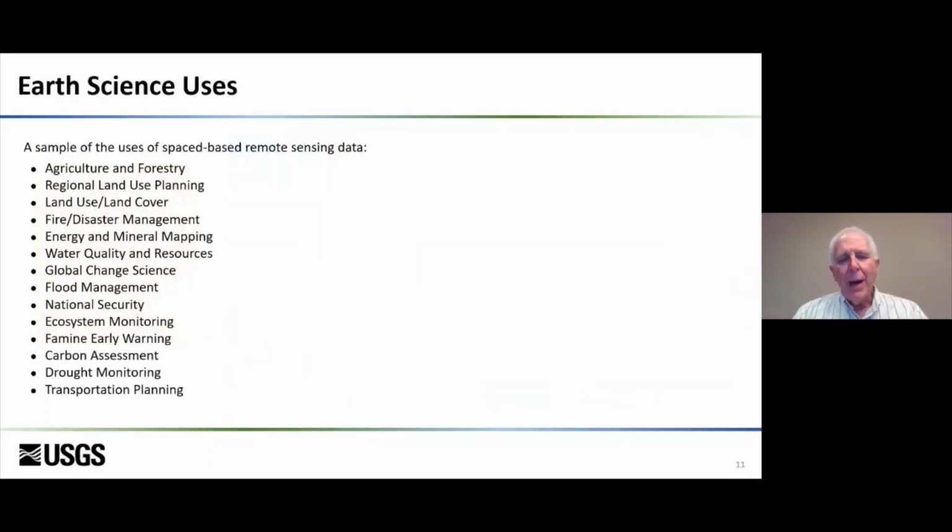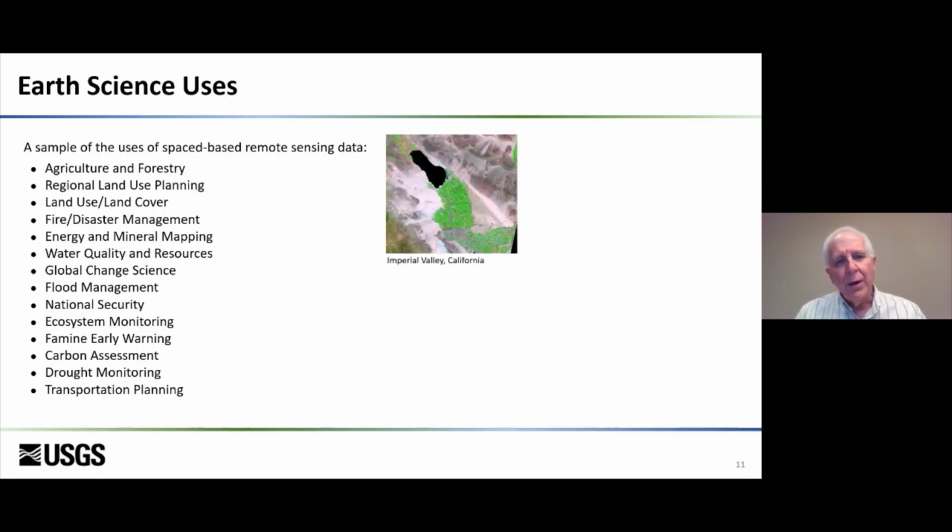Okay, so just to wrap up my definition of remote sensing, within the earth sciences, there are many applications. I couldn't possibly capture them on a single slide. I just gave you some examples here, and you can read them as I go through. I also have a couple of images to show.